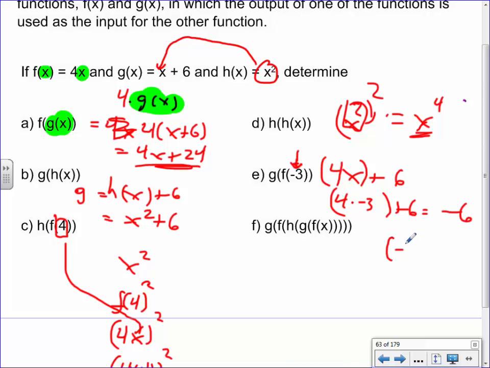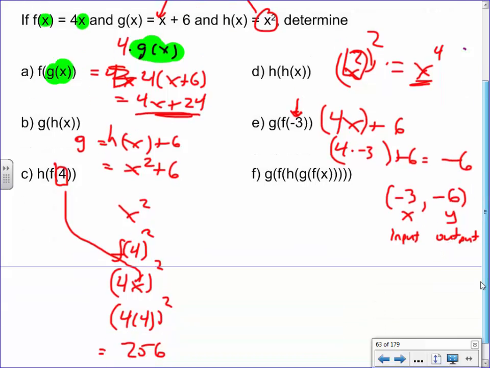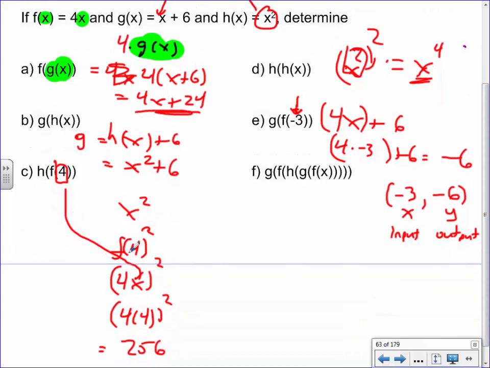You could tell me that if you input minus 3, you output minus 6. That's what a coordinate point does, right? The first part of the coordinate point, the x value, is what you input. And by the time we were finally done, the y value is your finished value. So you can write it as a coordinate point. Same thing with this one right here, by the way. You could have written it as, if you input 4, it'll eventually get you 256.